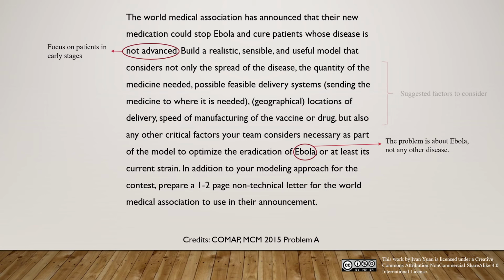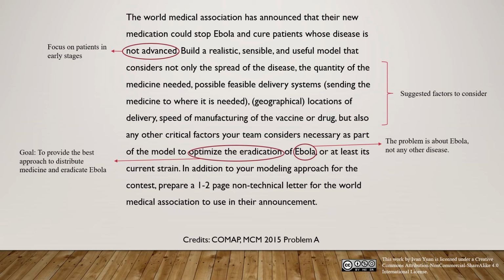Then, we see that this whole range of things, including the spread of the disease and the quantity of the medicine, are the suggestive factors the contest organizers would like us to consider. And finally, we identify the goal of the model, and it is here, to optimize the eradication. This means that we need to provide the best approach to distribute the medicine and eradicate Ebola.